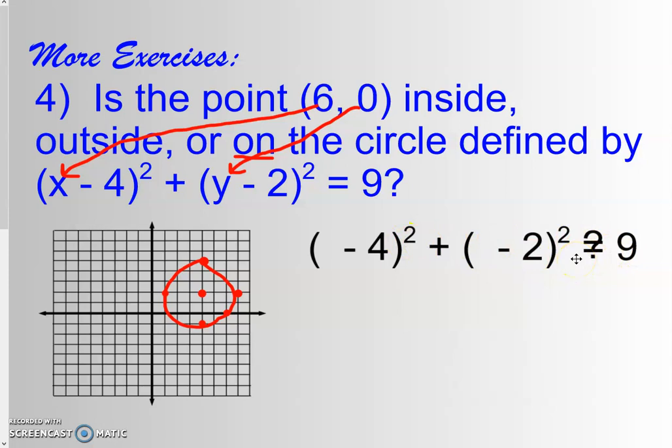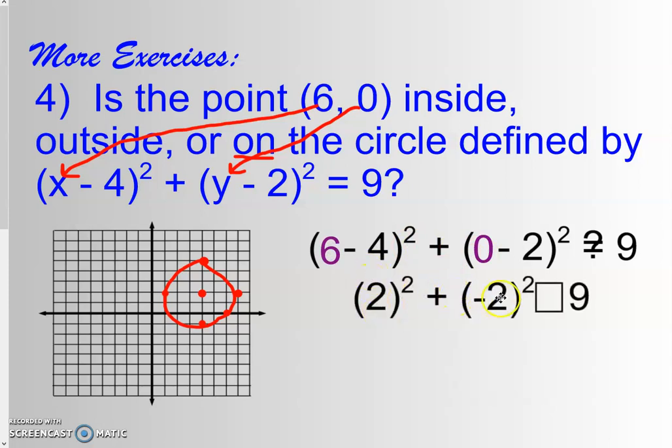That's what it means for a point to be on a graph. It satisfies the equation. So let's put a 6 in for x and a 0 in for y, and let's do the math. So the left-hand side gives me 2 squared plus negative 2 squared, and I want to know how that relates to 9. Well, 2 squared is 4, and negative 2 squared is 4, so 8 is less than 9. So it's not on the circle.